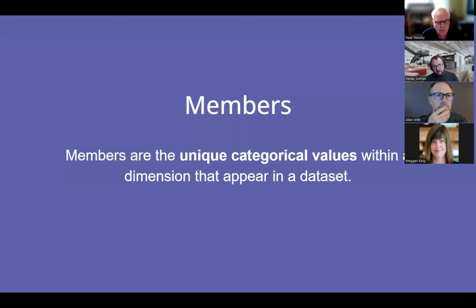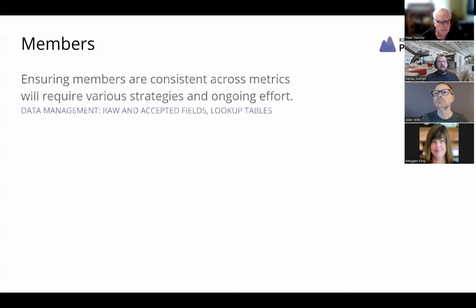Now we can talk about members. So we spoke about metrics, and then below that, the dimensions that make up the metrics. Let's go one level deeper and talk about the members of the dimensions. Members are unique categorical values within a dimension that appear in a data set. In order to ensure that your members are aligned with our best practices, you want to make sure that they're consistent across all of your metrics, all of your dimensions.